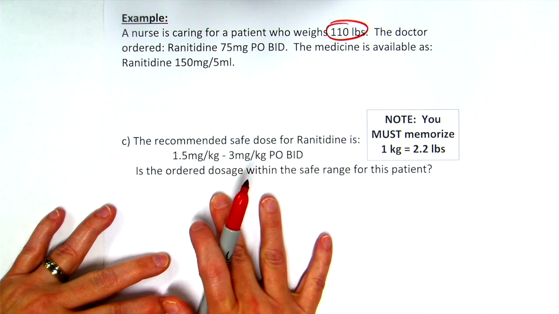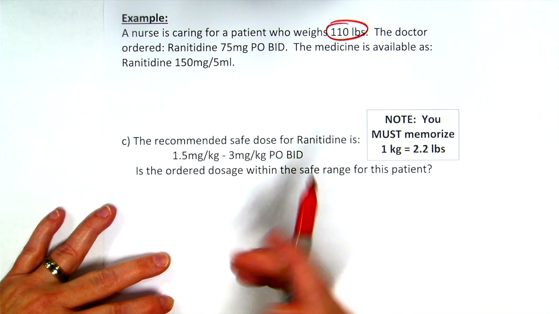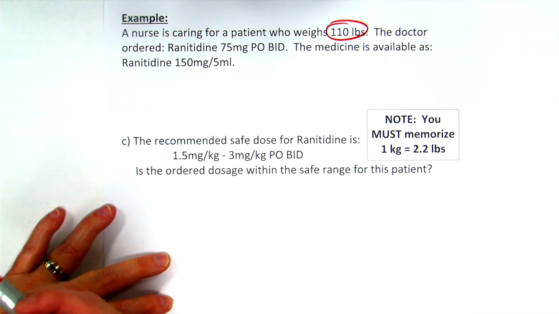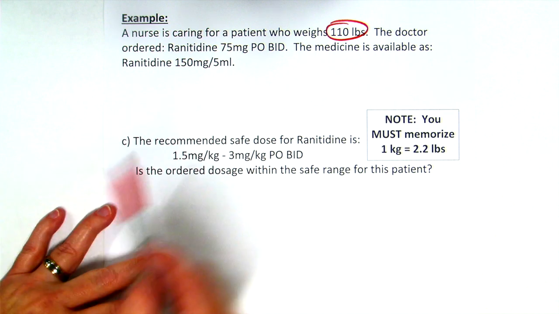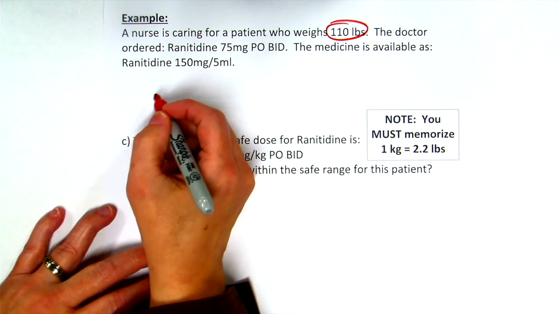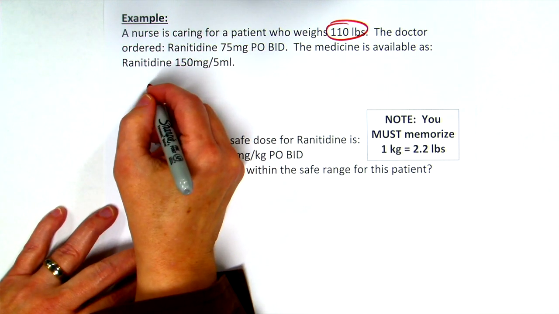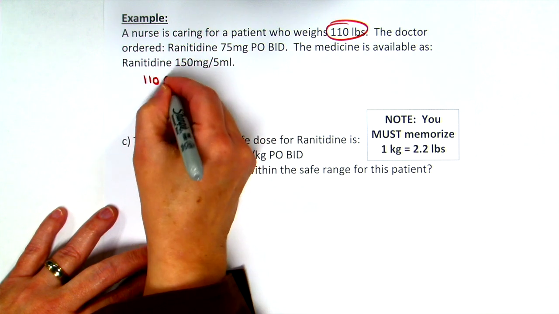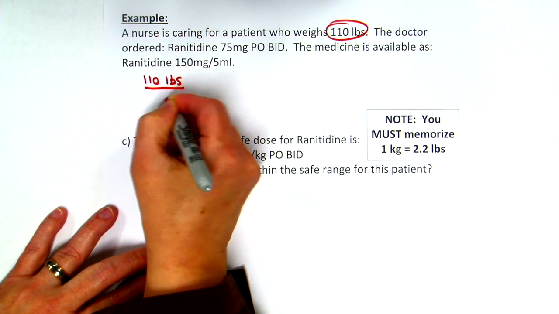The recommended safe dose is in kilograms. So before I can even figure out whether or not it is a safe dose, I'm going to have to convert that 110 pounds to kilograms. And again, some of you are just going to realize that you're supposed to take 110 divided by 2.2, and that's going to give you your kilograms. But for those that do not see that easily, we can use the unit analysis.